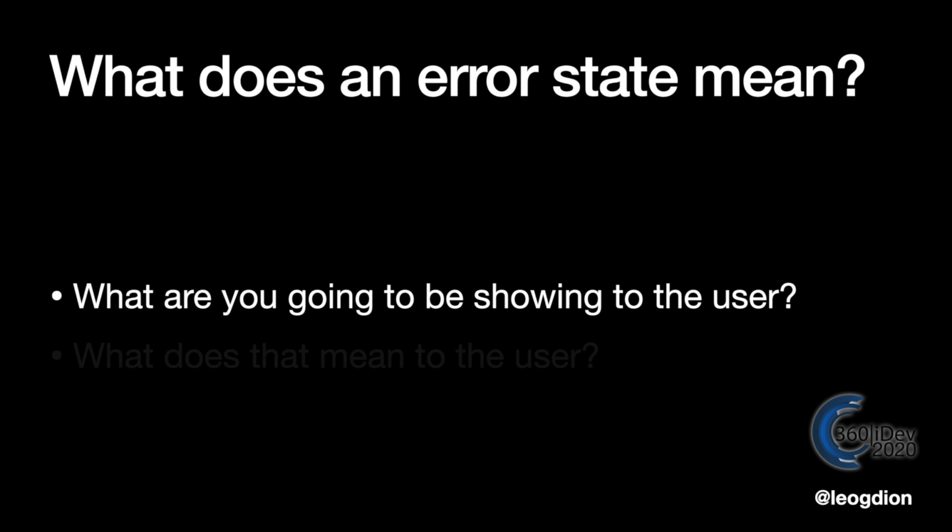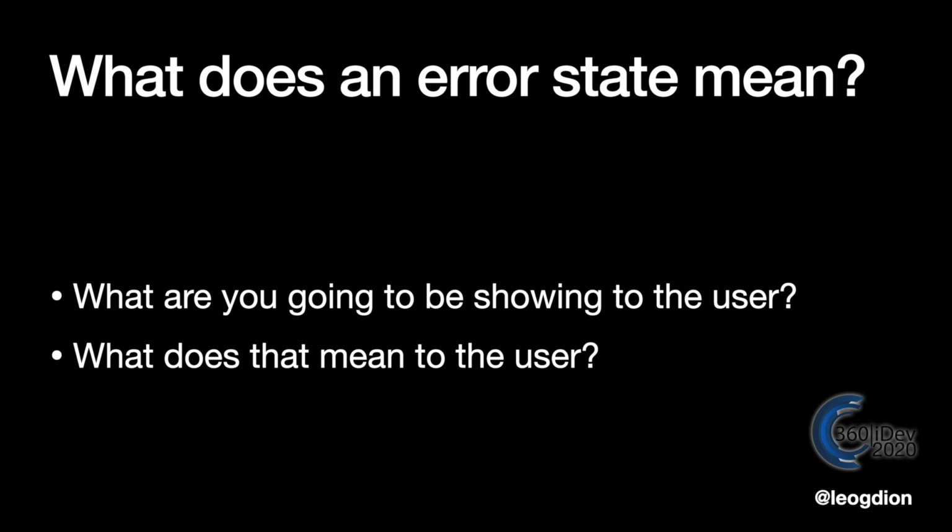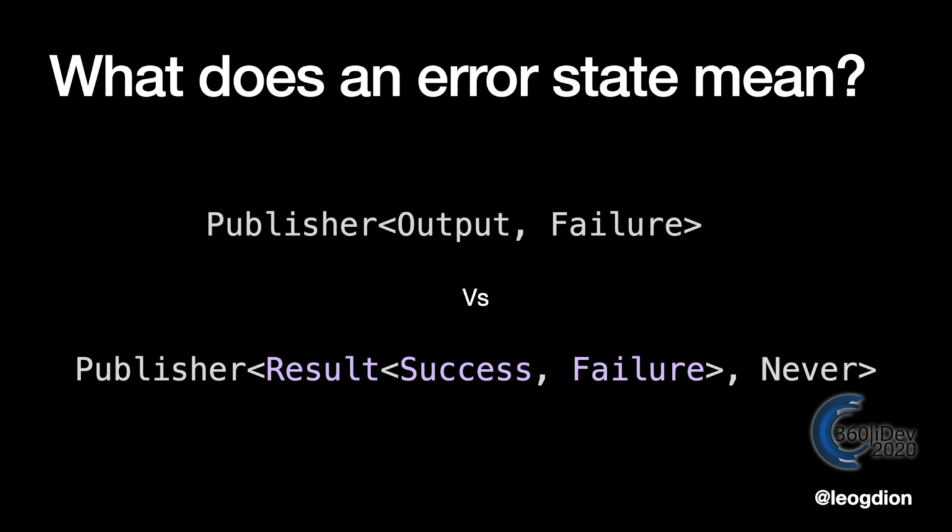Again, what are you going to be showing to the user when an error happens? And what does that mean to the user? Error also could mean a couple other things that you might find confusing. As we mentioned earlier, publishers have two generic types, an output and a failure type. But in some cases, we don't necessarily want the publisher to fail. If a failure actually happens, the publisher will simply just stop. In some cases, we might want a failure as a result, in which case we may want a publisher with a Result success/failure as the output type, and Never as the actual publisher failure type. This is important to know in case you want to actually show the error on the screen and handle it.